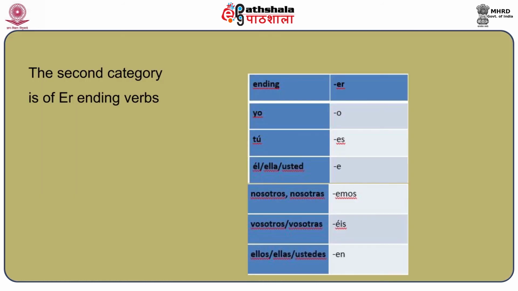The second category is of ER ending verbs, that is, verbs that end with ER. So in this, the conjugation endings will be o, as, a, emos, éis, en. As you can see here, the regular ER ending verbs will have these endings when they are conjugated.